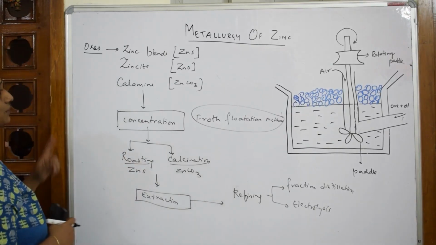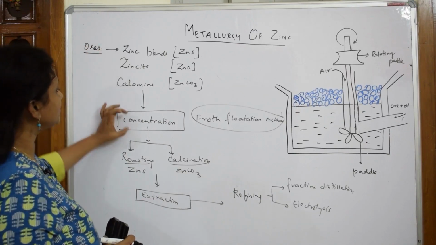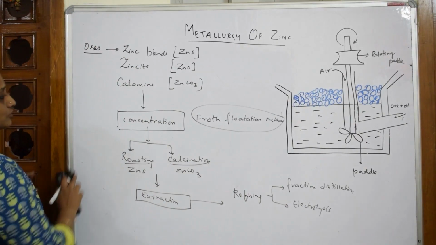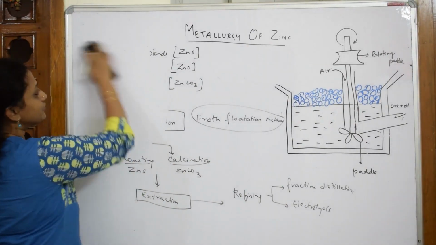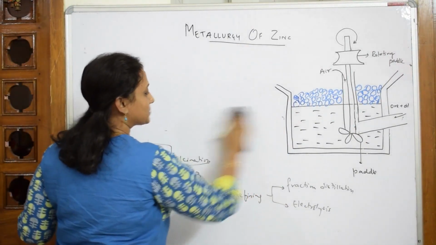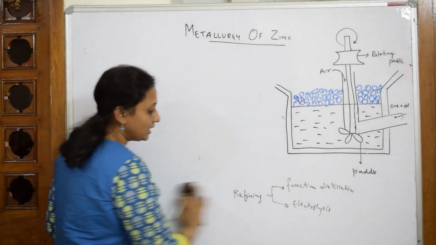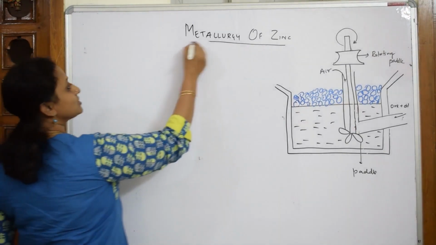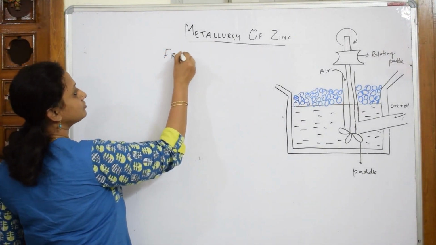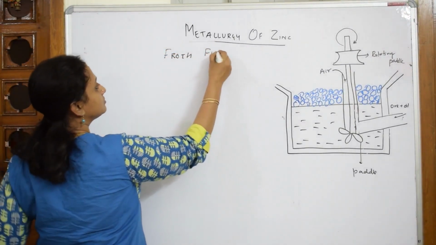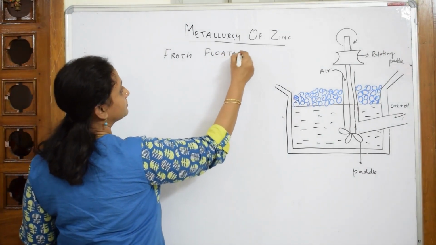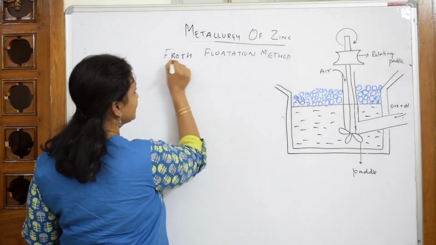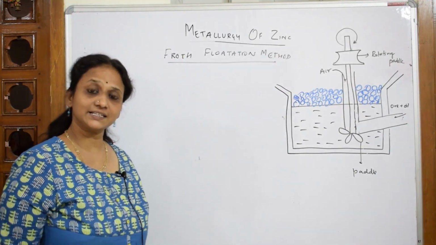So what am I going to do? I'm going to take these three ores and start with the first concentration method, that is the froth flotation method. So let us write the heading for froth flotation. Whenever we are writing froth flotation, the keyword present in the board marking scheme would be principle of froth flotation. That is the heading, the important part. So let us write froth flotation method.